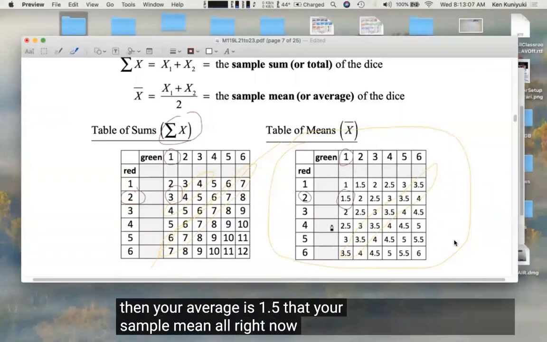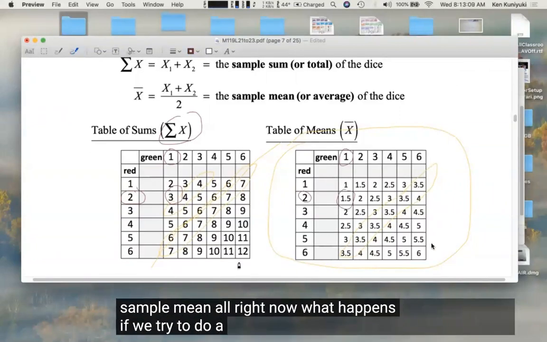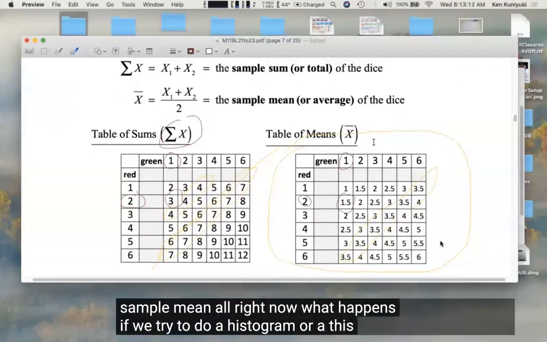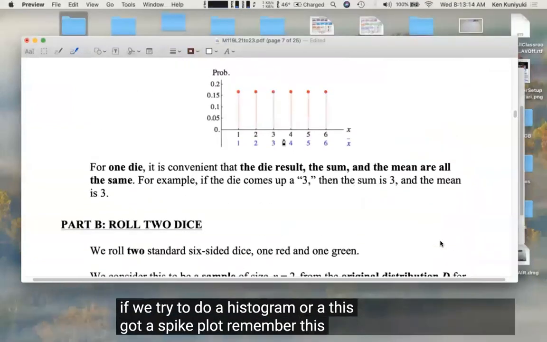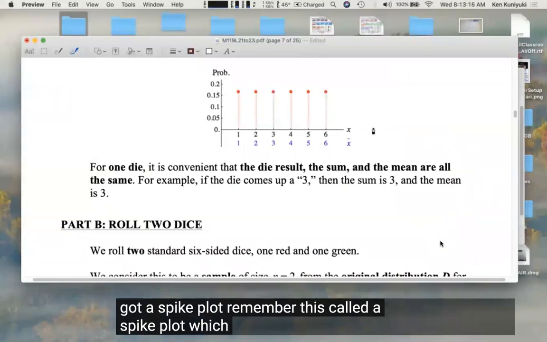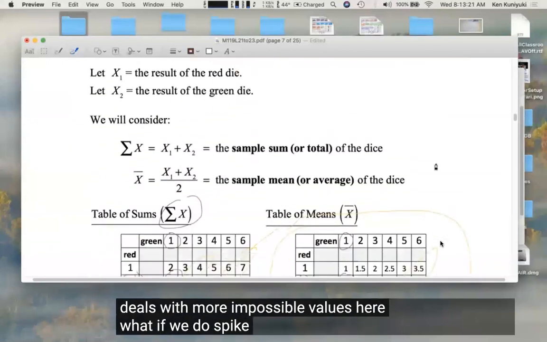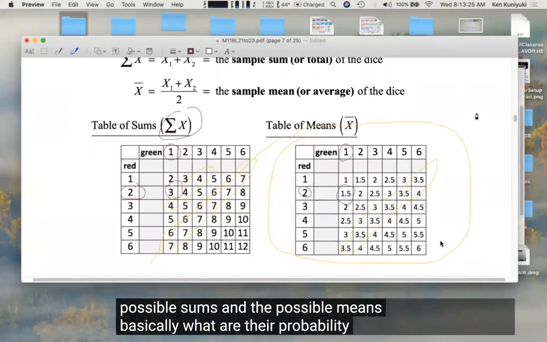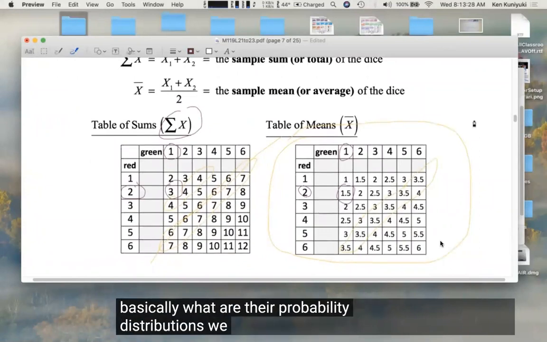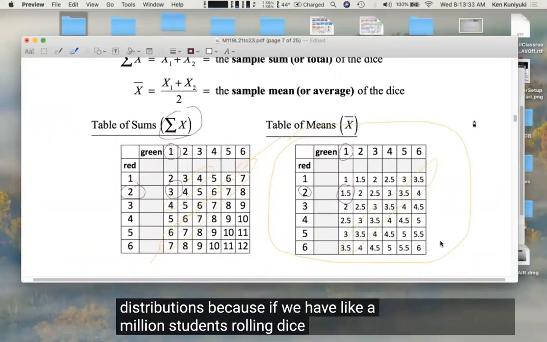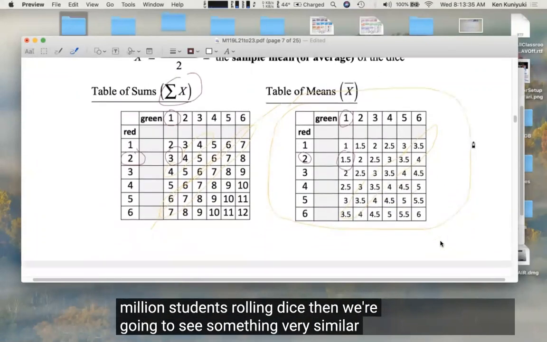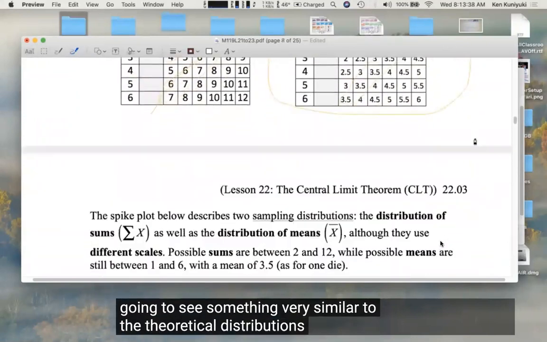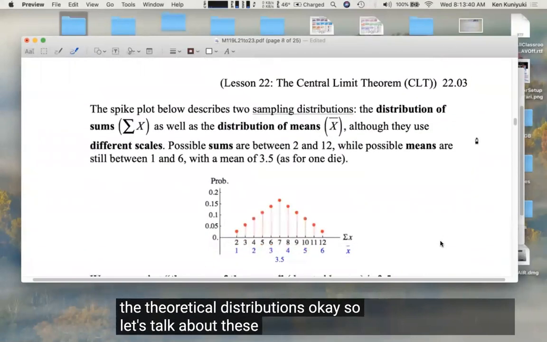All right. Now, what happens if we try to do a histogram, or this is called a spike plot, remember. This is called a spike plot, which can be more precise and deals with more possible values here. What if we do spike plots for the possible sums and the possible means? Basically, what are their probability distributions? We also call them sampling distributions because if we have like 1 million students rolling dice, then we're going to see something very similar to the theoretical distributions. Okay, so let's talk about these spike plots.